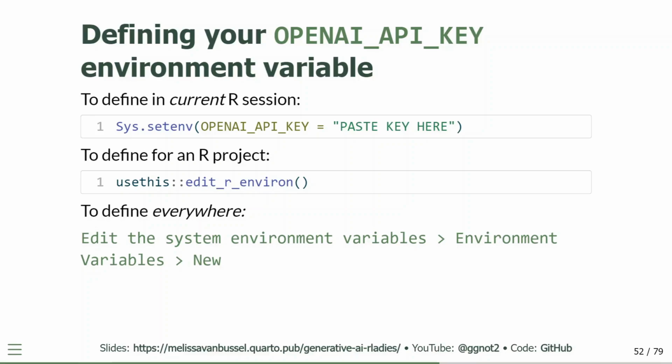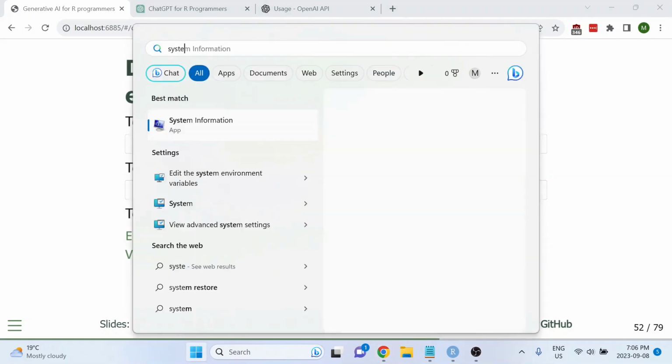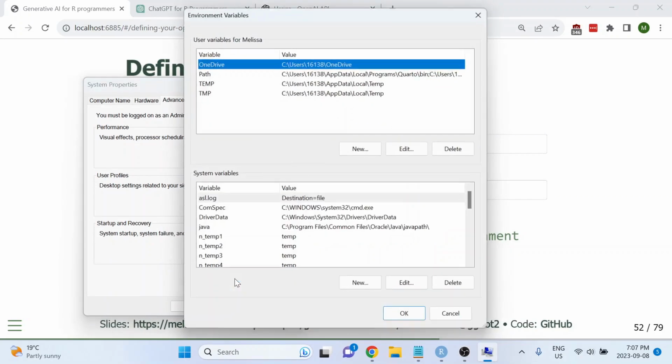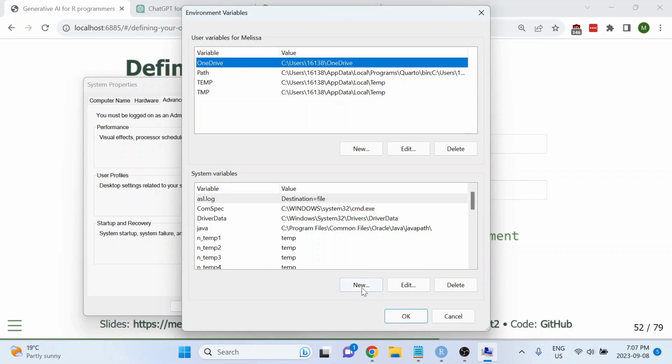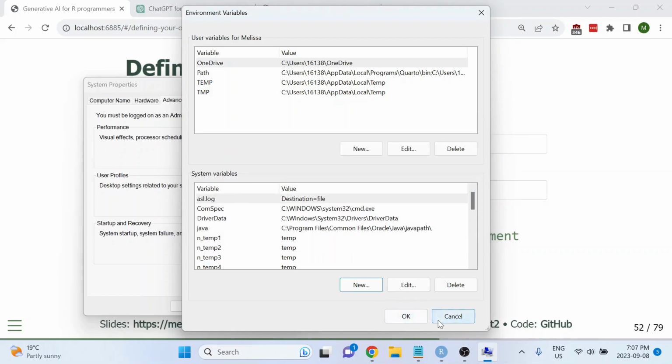And the third option, and this is the one that I use, you can define this environment variable everywhere so that every single time you create a new R script, the API key is already defined for you. If you're on Windows, the way that you can do that is by searching for system environment variables and then go to edit the system environment variables. Click on this button right here. And then under system variables, go to new. You can type OPENAI_API_KEY. And then this is where you would paste your key in there and you would press OK.